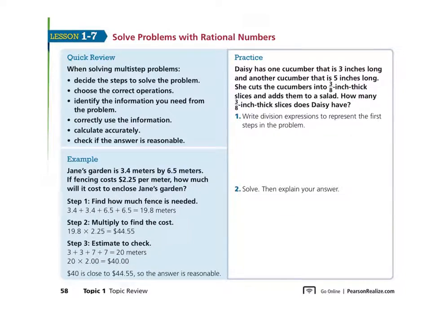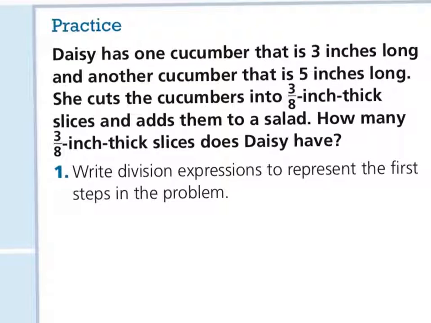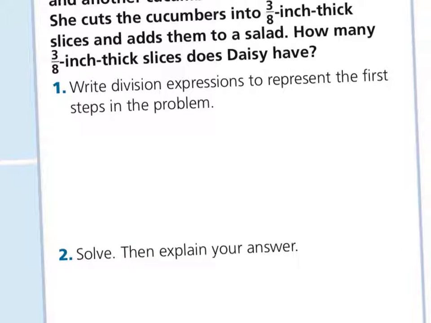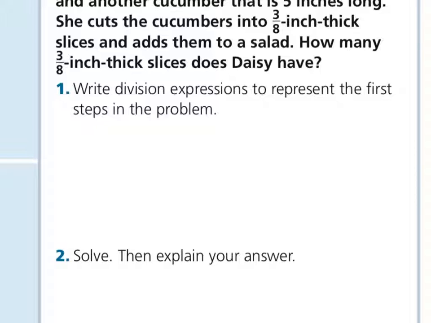So here, lesson 7, Daisy has one cucumber 3 inches long, another one is 5 inches long. She cuts them into 3/8 of an inch thick slices and adds them to a salad. How many 3/8 inch thick slices does Daisy have? So it says, first of all, write division expressions to represent the first steps of the problem. In this one, if they didn't say this to me specifically, I'm going to suggest maybe let's not answer their question here. We're just going to solve this thing because they're creating more work for us than what we really have to do.